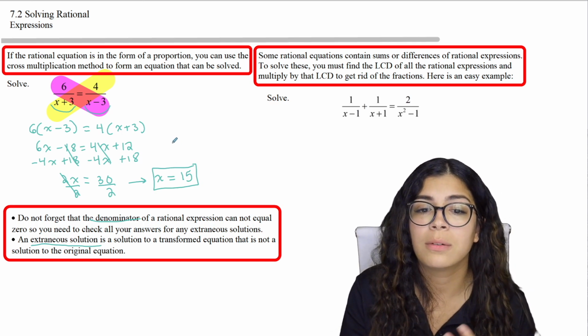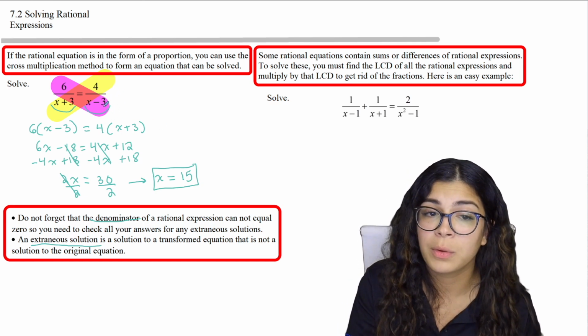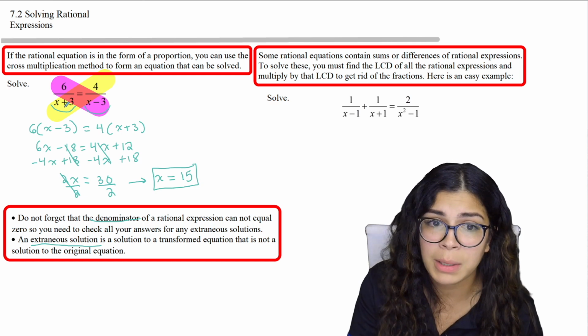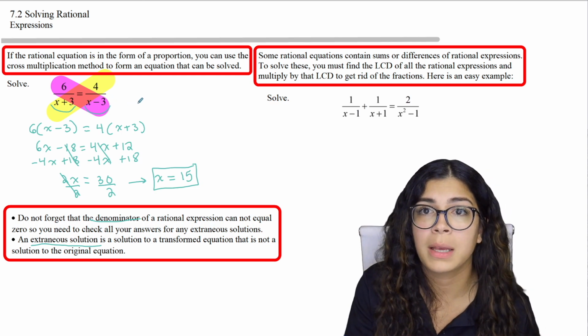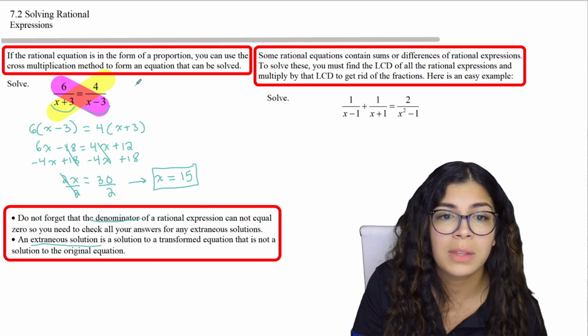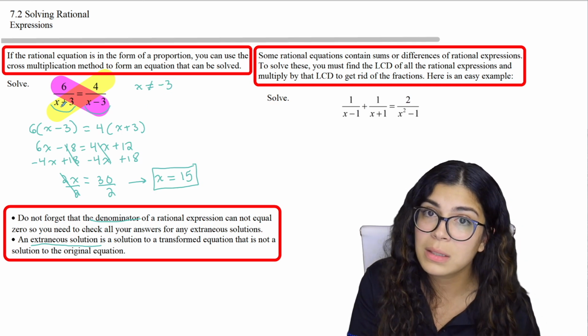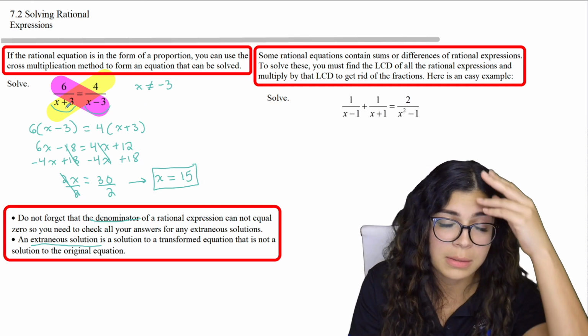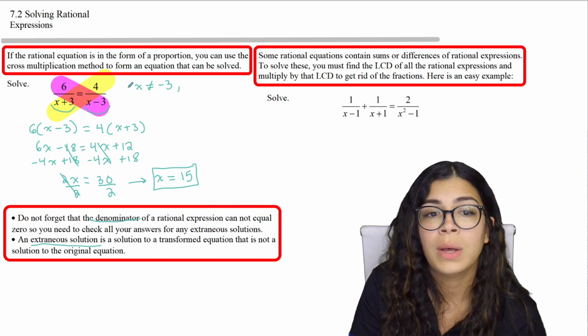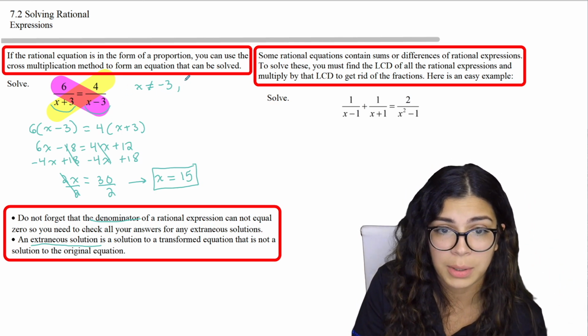So of course, from before, if you remember, anytime that you have a variable in the denominator, there are some excluded values. So here the x value cannot be negative 3 because that would make this denominator 0 and you can't divide by 0. And also x could not be positive 3.